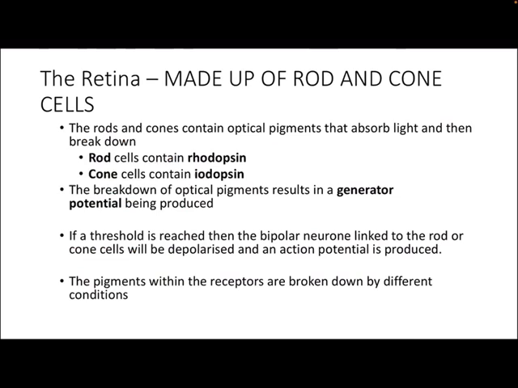The retina, as we've mentioned, is made up of rod and cone cells. Your rod cells and cone cells contain optical pigments that absorb the light and break down. The rod cells contain the pigment rhodopsin and the cone cells contain iodopsin. The breakdown of these pigments results in a generator potential being produced. If the threshold value is reached, then the bipolar neuron linked to the rod cells or the cone cells will be depolarized and an action potential is produced. The pigments within the receptors are broken down by different conditions, which we're going to look at.